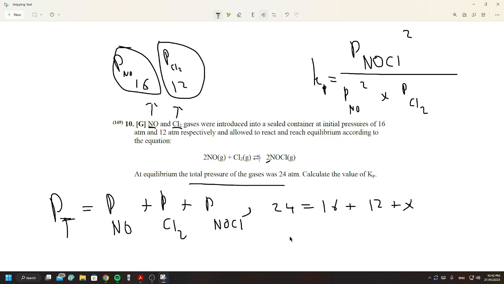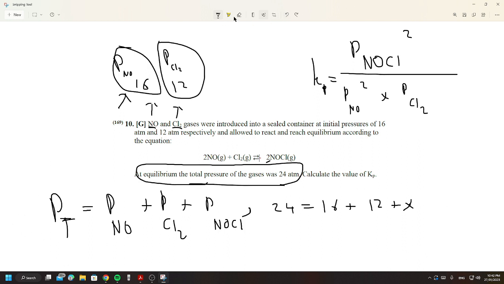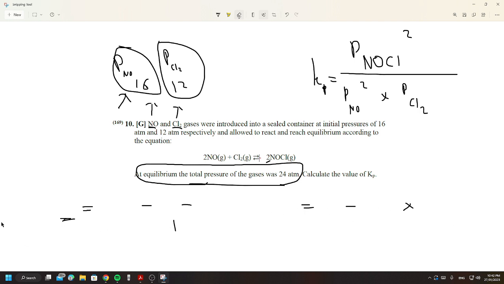Oh, okay. These pressures here are not at equilibrium. This pressure here is at equilibrium. Therefore, we can't apply this formula. We're going to have to do an ICE table. Okay, my bad. My bad. Let's see.